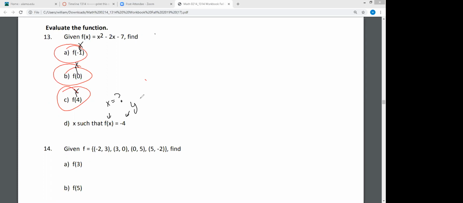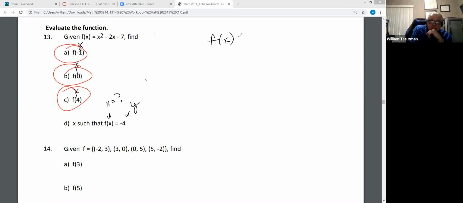Yes. F of x equals y. This is the x value. This is the y value. So once again, here's our function. We already said this is the same thing as y. F of x is the same thing as y. So we're putting the y value, -4, up there.